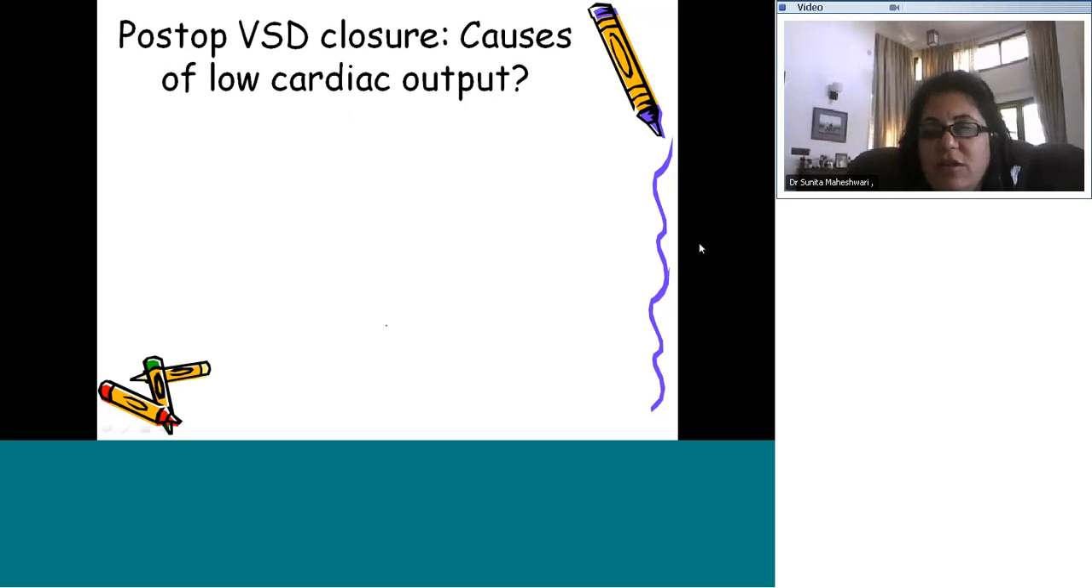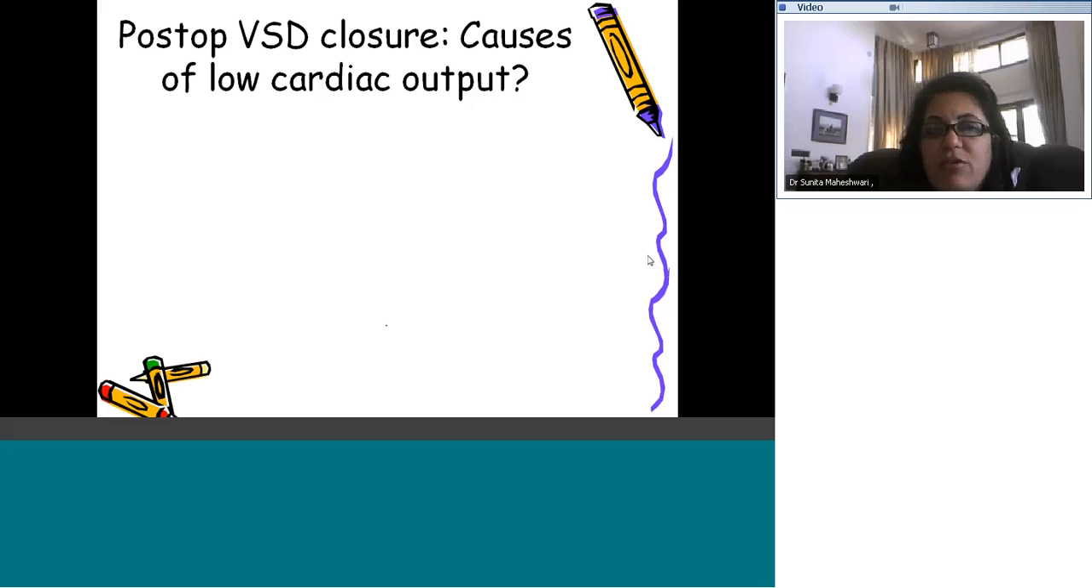Okay, post-op VSD closure. We'll move on to a few lesion scenarios. Post-op VSD closure, what are the causes of low cardiac output? Patient had his VSD closure, he comes to the ICU, he's got low cardiac output. Names and causes, what do you think of, what do you do? So could be PA crisis, okay. Could be pulmonary artery crisis. What else? Could be ventricular dysfunction. Could be arrhythmia.